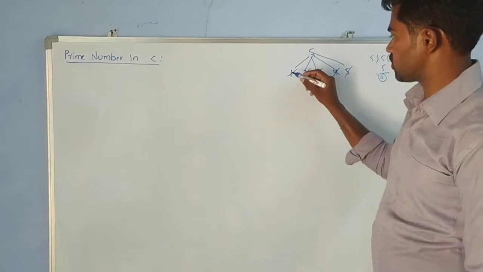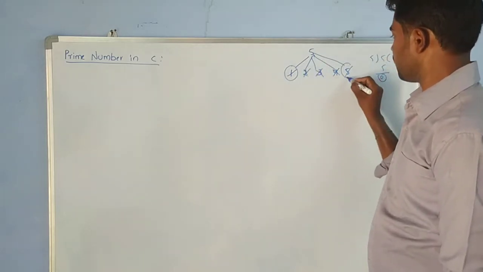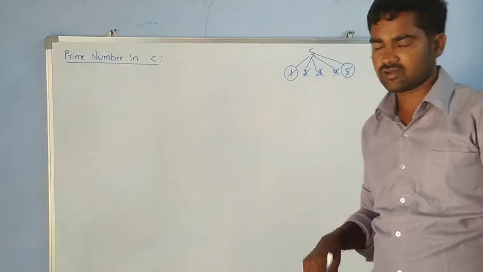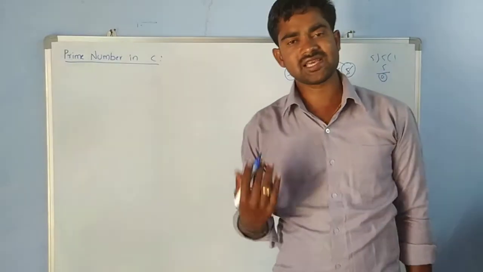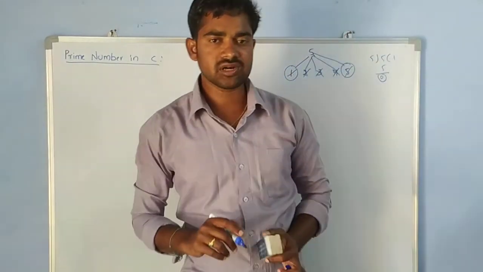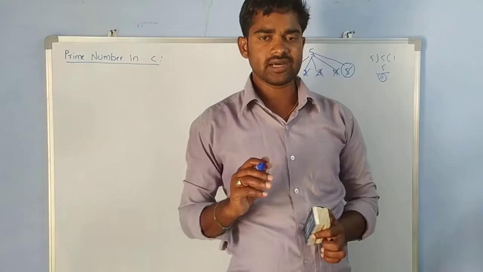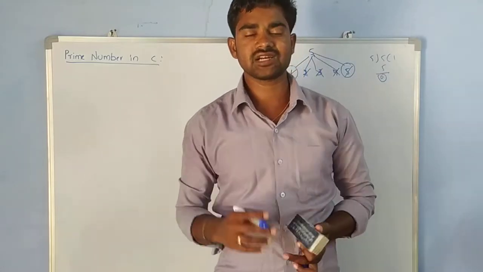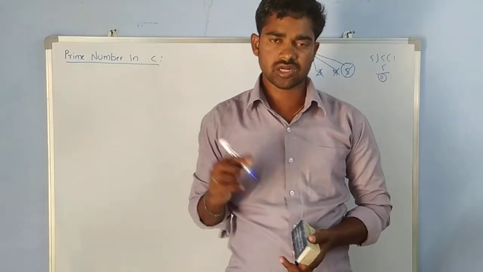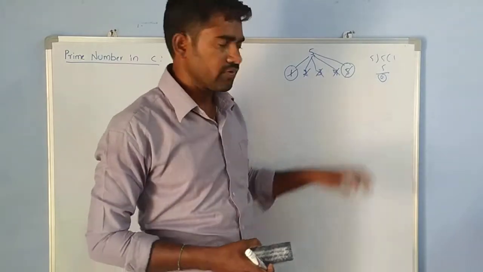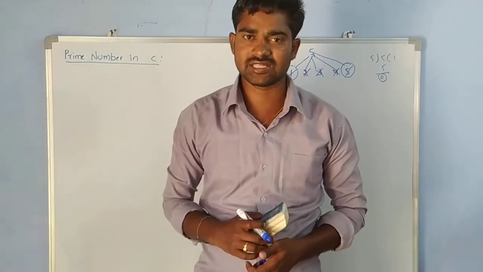So both 1 and 5 are the factors of the prime number. Now we can say that 1 and the number itself are the only factors of a prime number. So by using this concept, we'll write a program in the C language.